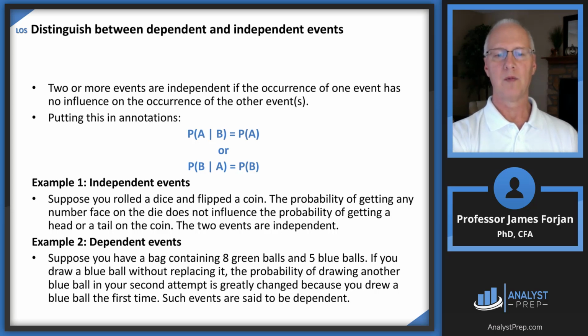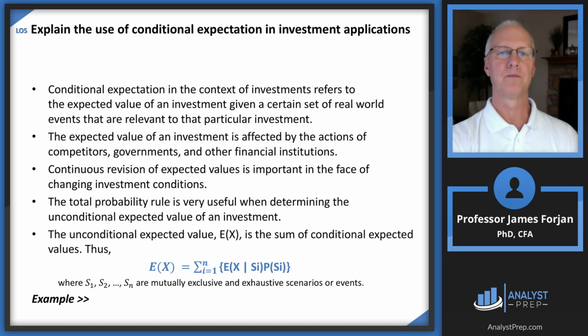But suppose you have a bag containing 8 green and 5 blue balls. If you draw a blue ball without replacing it, the probability of drawing another one changes because you drew a blue ball the first time, because now there are fewer blue balls and there are fewer total balls. Okay, that's stuff that we talked about in a previous slide. So those are dependent events.